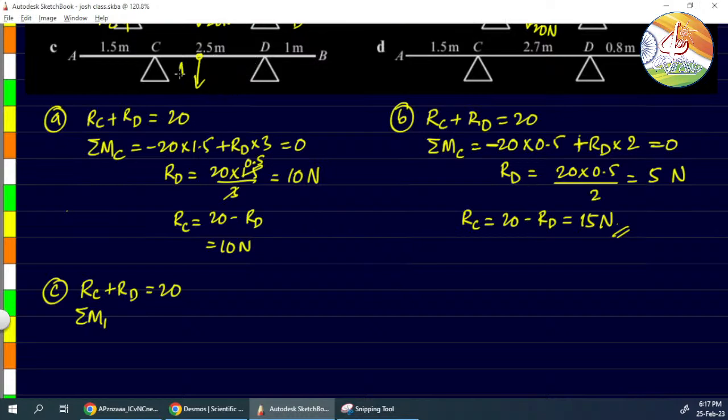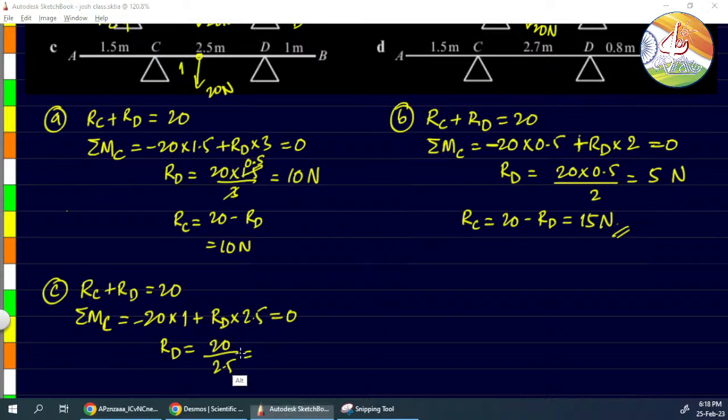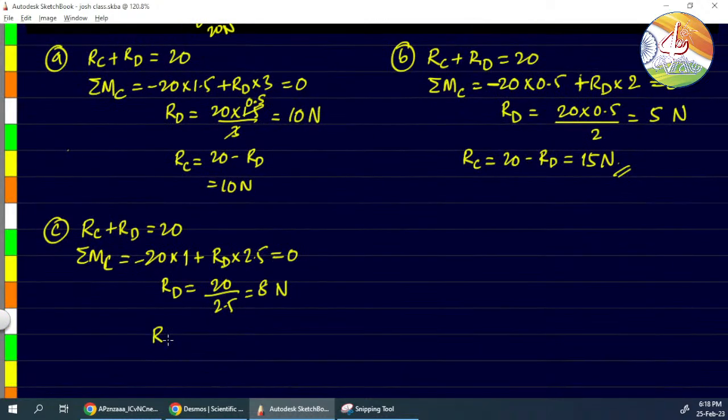So let's take moment about C. This is 20 newtons. So 20 into 1 is clockwise, so minus, and the other force will be anti-clockwise, so RD into 2.5. The total should be 0. So RD is 20 by 2.5, which is 8 newtons. Then RC will be 20 minus 8, that is 12 newtons.